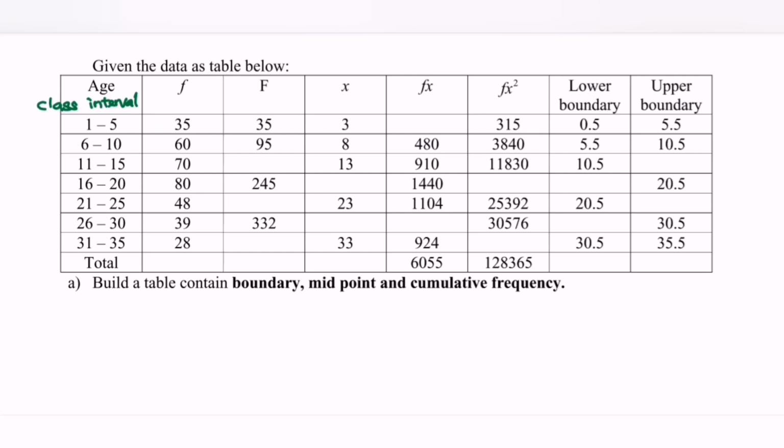Next, focus on the f, where we have the frequency, followed by cumulative frequency. Next, we have the midpoint, which is denoted as x, followed by fx, meaning the frequency multiplied with the midpoint. Next, we have fx squared, meaning the midpoint squared multiplied with the frequency. At the end of the table, we have the boundary, which consists of lower boundary and upper boundary.